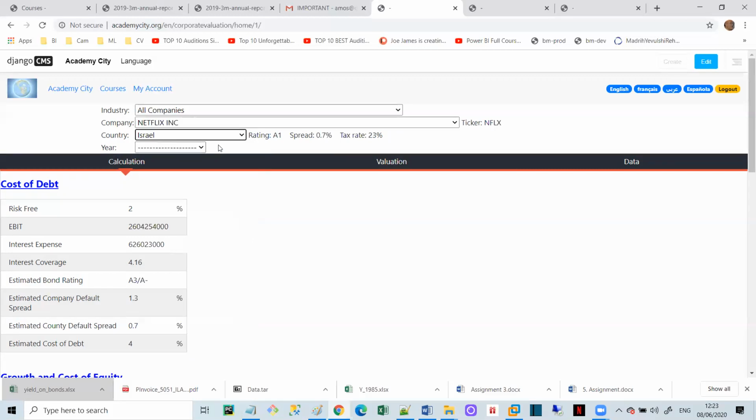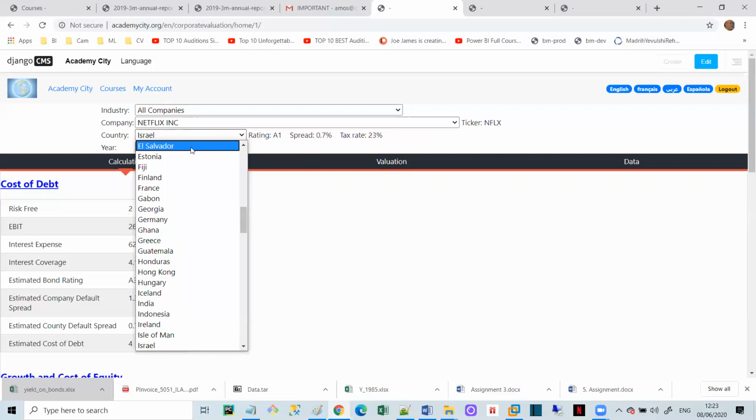Okay. I used to make students calculate that one, and then I found out that it's really a waste of time. You just need to know that when you calculate the cost of debt, you have risk-free, you have the spread for the company riskiness, and then you have kind of a weighted average for the other countries it's operating in. For your paper, it's enough to use United States, the country of incorporation.